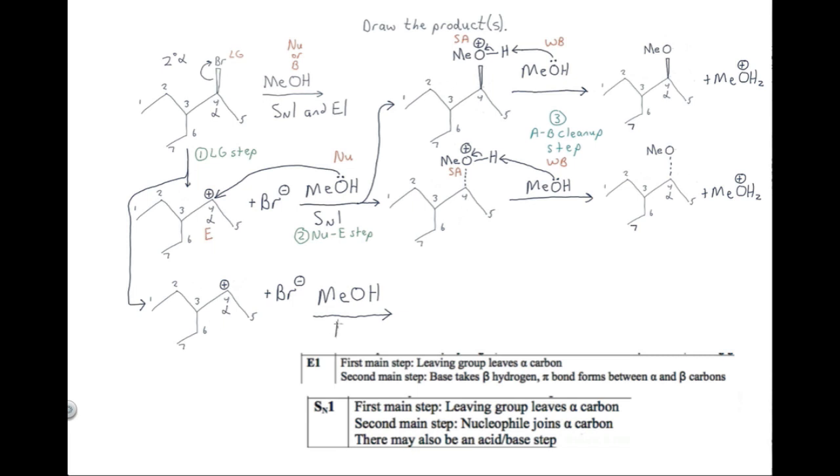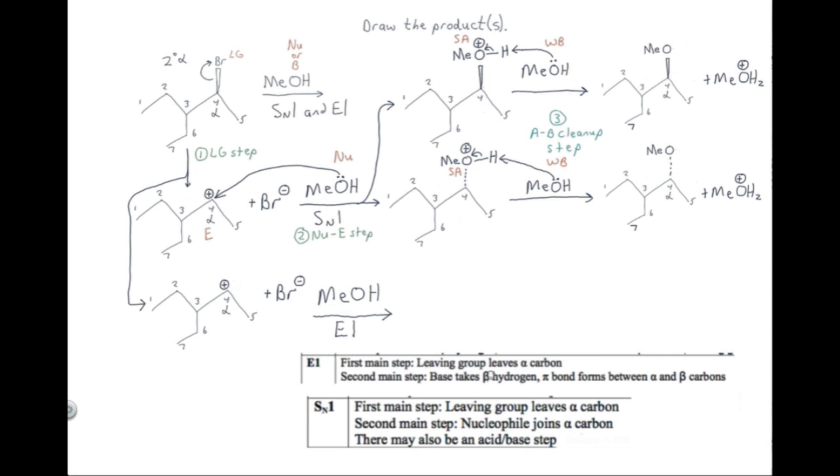Remember to always write down the name of the mechanism you're doing. So now I need to write down that I'm going to be doing an E1 mechanism. Notice that we have the same carbocation intermediate after step 1 of E1 that we had after step 1 of SN1. Both the SN1 and the E1 use the same carbocation intermediate. Now we draw step 2 for E1.